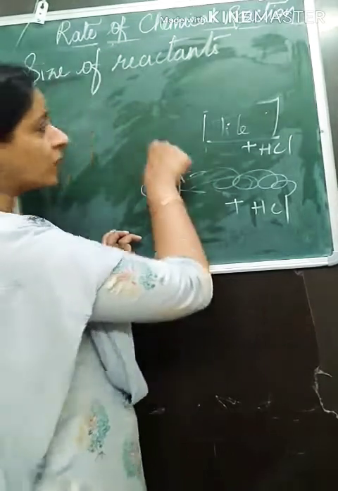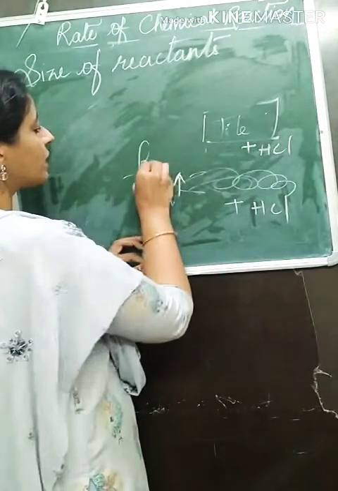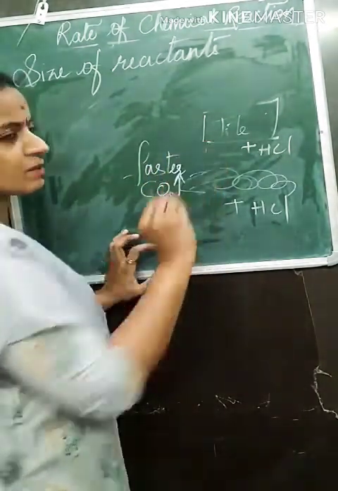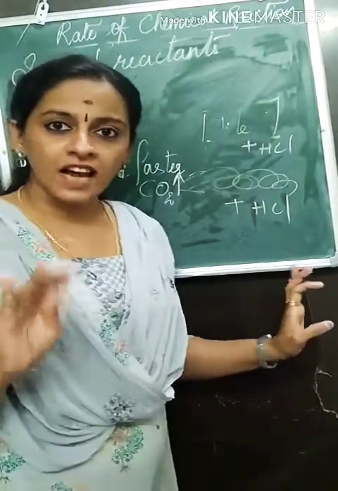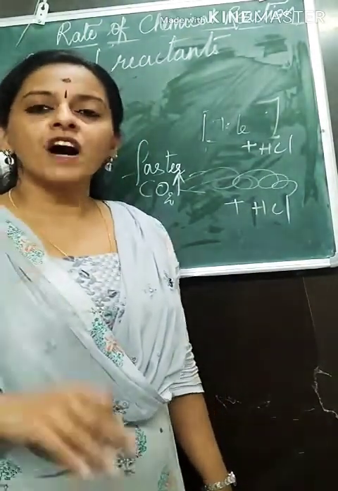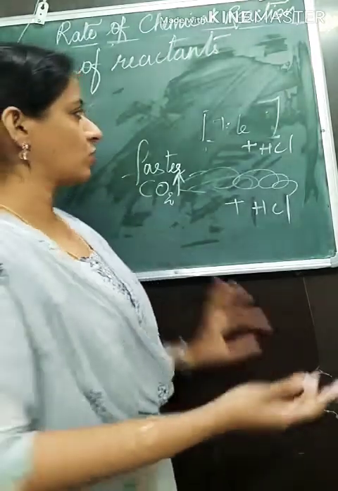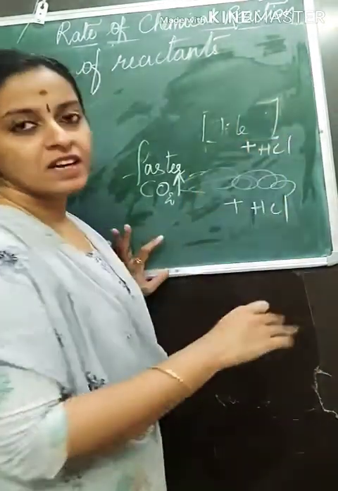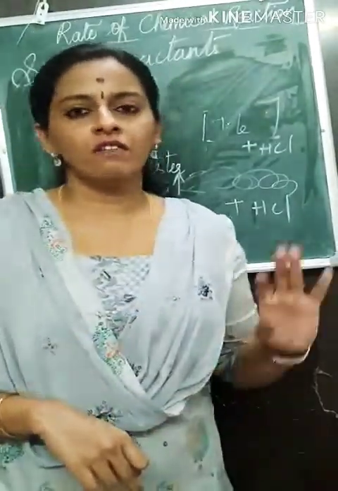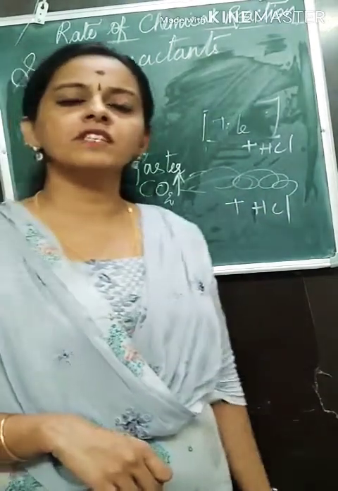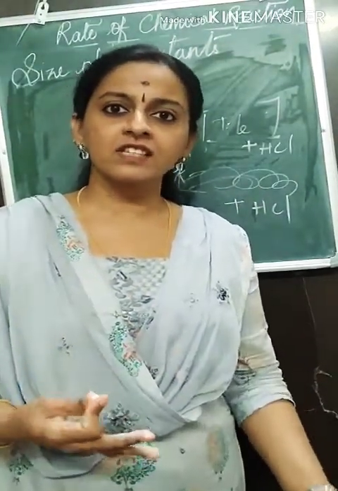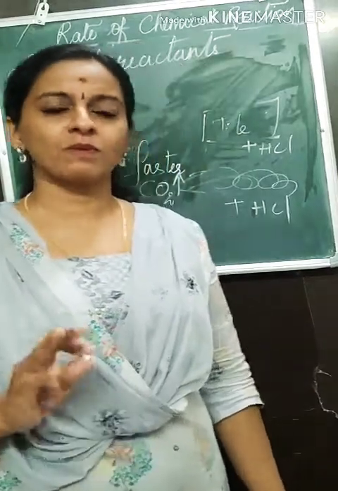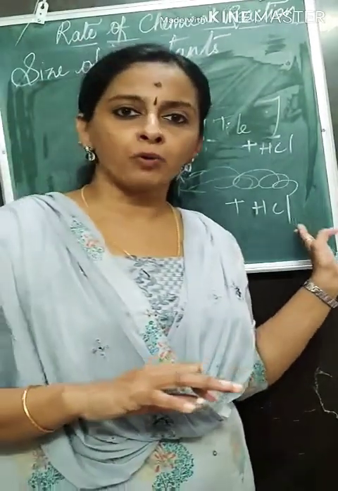Smaller the size of the reactant, faster will be the rate of reaction. Just remember it. Smaller the size of the reactant, faster will be the rate of reaction. So with the Chabat tile piece, reaction will be slow, whereas with the powder, effervescence will be seen. Effervescence is nothing but carbon dioxide gas, and it will be seen faster with powder.